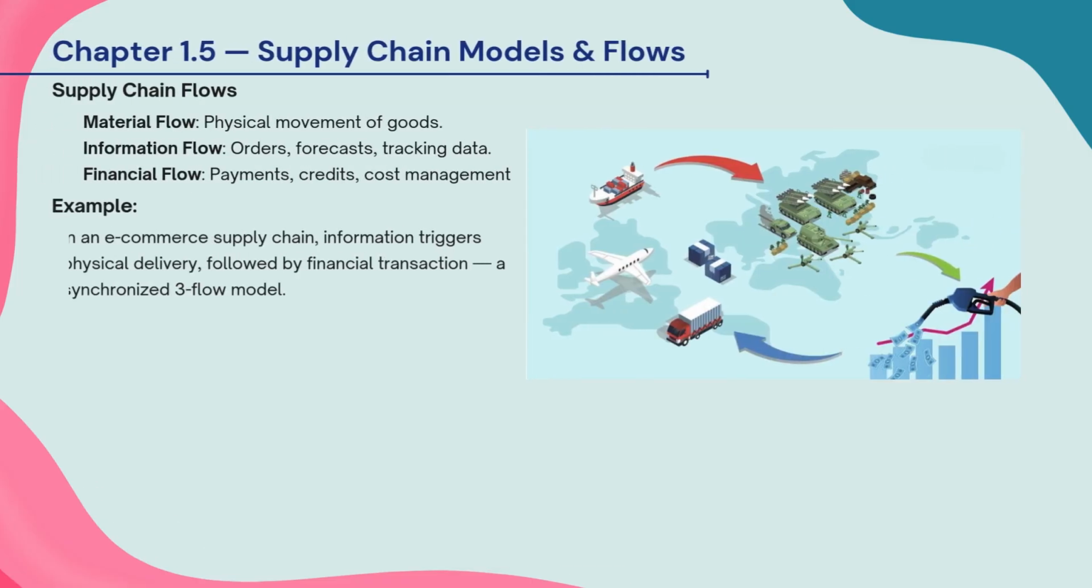There are three main flows in a supply chain. First is material flow, which is the physical movement of goods. Second is information flow, which includes orders, forecasts, and tracking. Third is financial flow, which covers payments and cost transactions. In e-commerce, information flow starts when a customer places an order, then the product is delivered physically, and finally the payment is completed. All three flows must work together for a smooth supply chain.